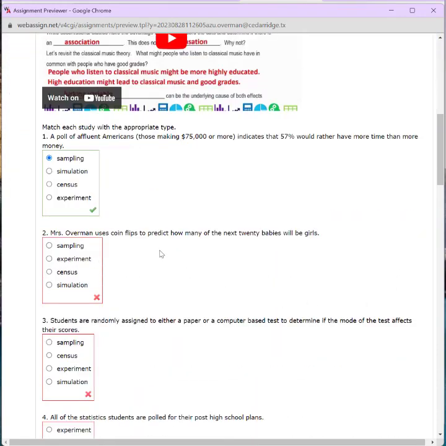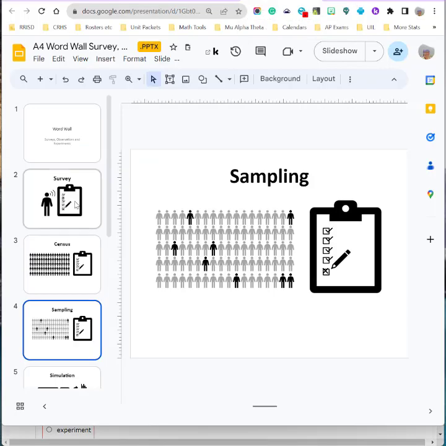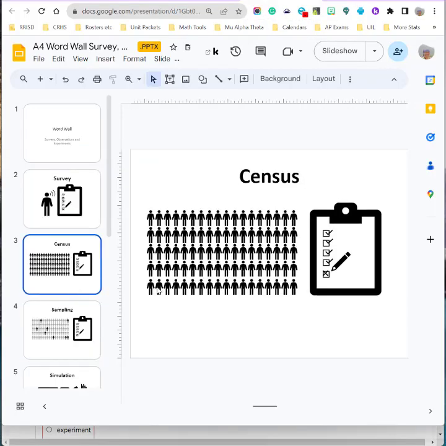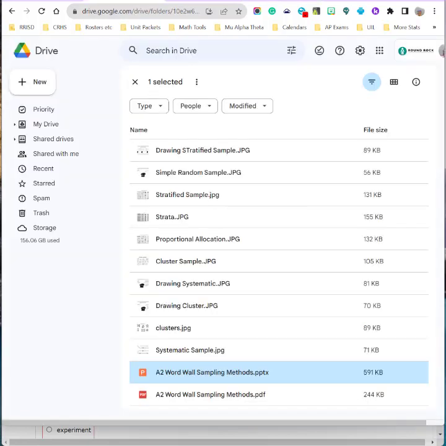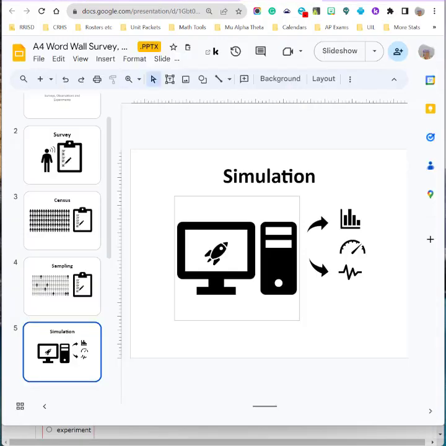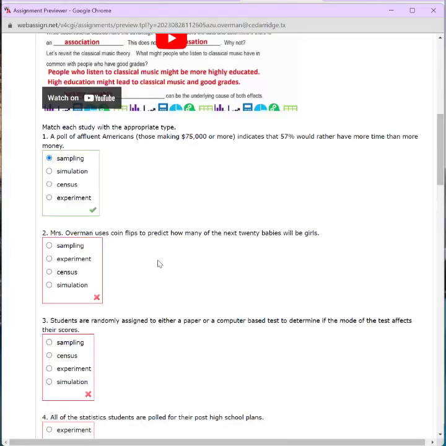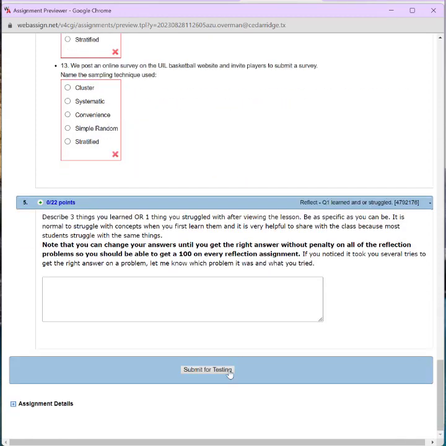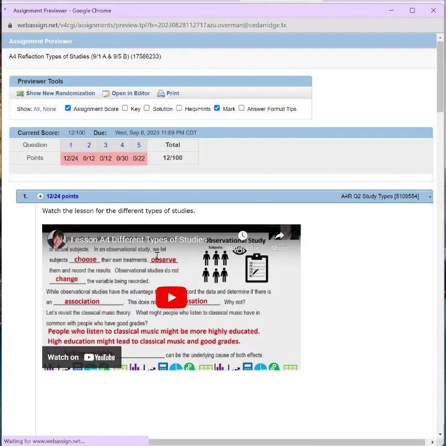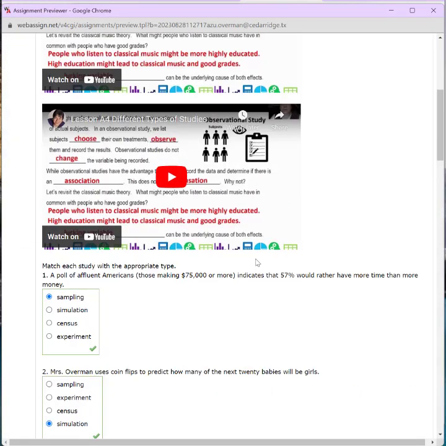Mrs. Overman uses coin flips to predict how many of the next 20 babies will be girls. So again, let's go back to that. What we're doing here is, because it's not exactly the same thing, this is a simulation. I'm pretending to simulate 50-50 chances with a coin, all right? And I'll hit submit. And we got 12 out of 24.